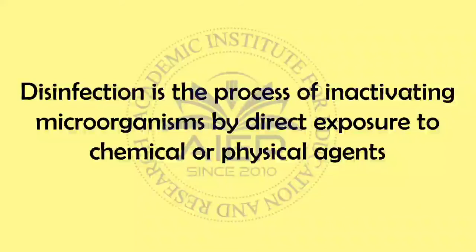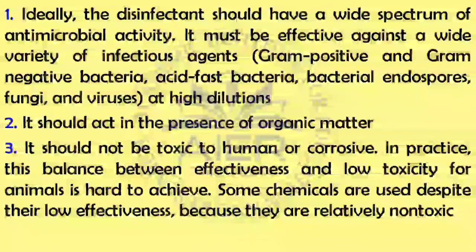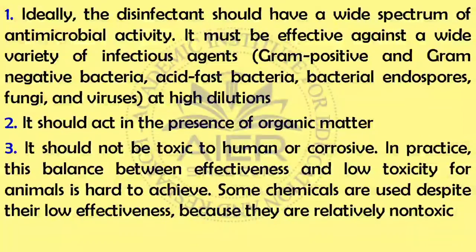Disinfection is the process of inactivating microorganisms by direct exposure to chemical or physical agents. Now, what are the properties of the ideal disinfectant? When can you say that yes, it is a disinfectant? Okay. Ideally, the disinfectant should have a wide spectrum of antimicrobial activity. It must be effective against a wide variety of infectious agents like gram-positive and gram-negative bacteria, acid-fast bacteria, bacterial endospores, okay, fungi, viruses, etc. It should act in the presence of organic matter. It should not be toxic to humans, okay, or corrosive.